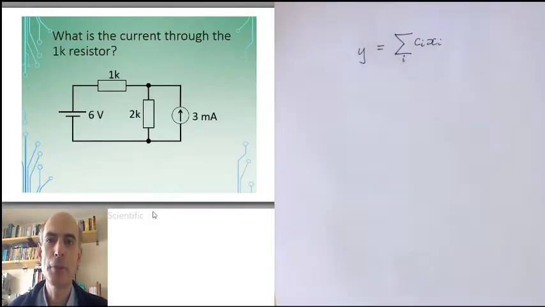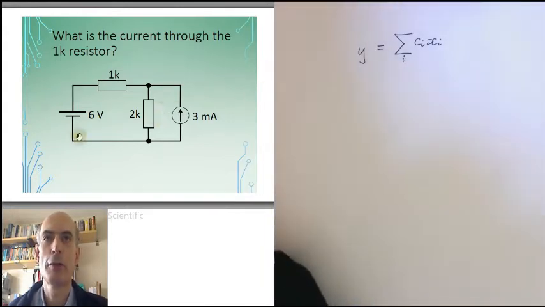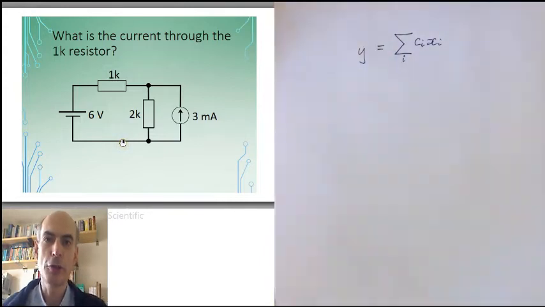Here we have a circuit, and we're asked what the current is through the 1K resistor. Well, we could write down Ohm's law for the two resistors and define the voltage here as 6 volts above the voltage here, and the current through here as 3 milliamps, apply Kirchhoff's current law to this point here, and solve the resulting set of simultaneous equations. However, there's a quicker way by applying the principles of linearity and superposition.